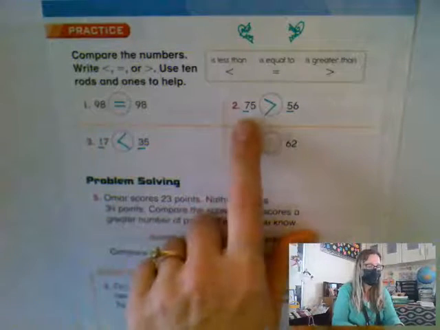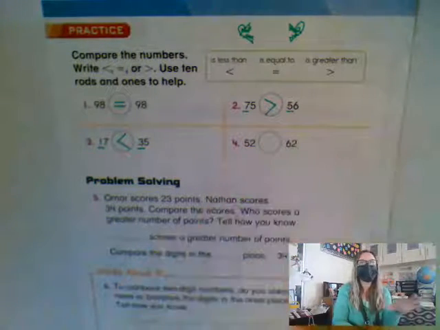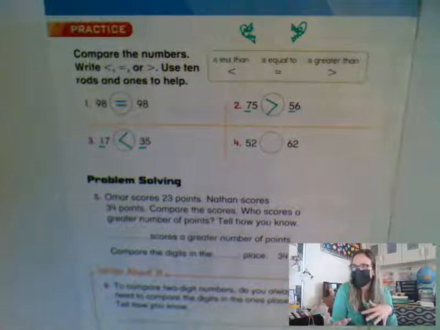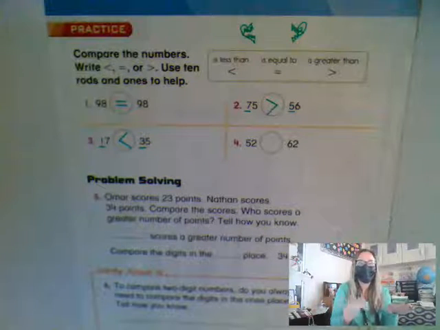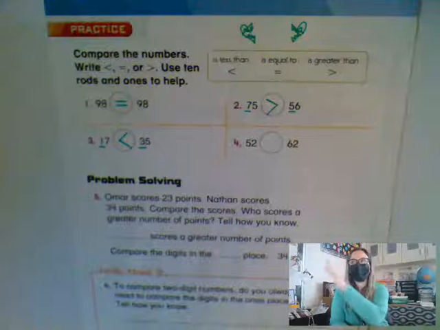Okay, this one says 75 is greater than 56. I used to get confused when I was younger about which one means less than, which one means greater than. Don't think about it that way. Think about whichever one Allie is eating is the greater number.